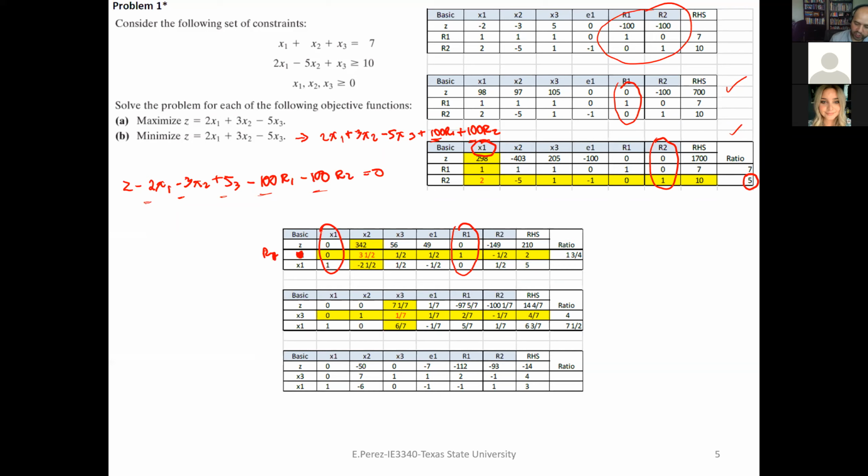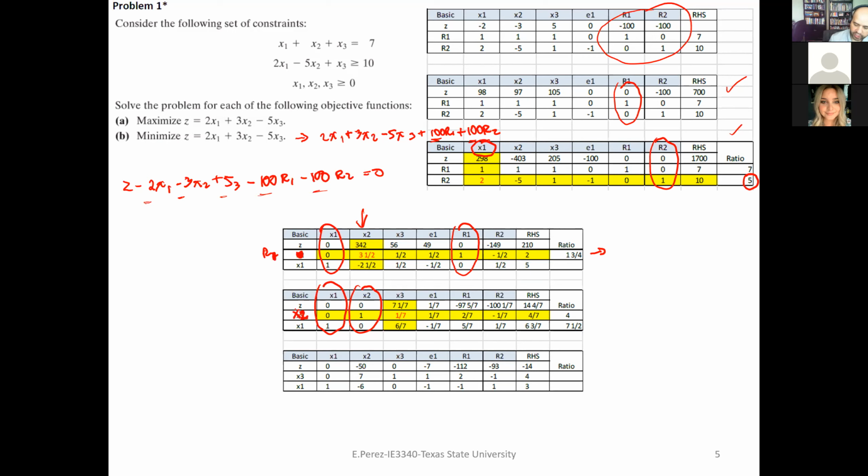At this point, we check if there's any positive coefficient in row 0. The answer is yes. So we choose the largest one, which is x2. We perform the minimum ratio test, and R1 is leaving. So now x2 is going to be basic, and x1 is going to be basic. Sorry, this is x2.